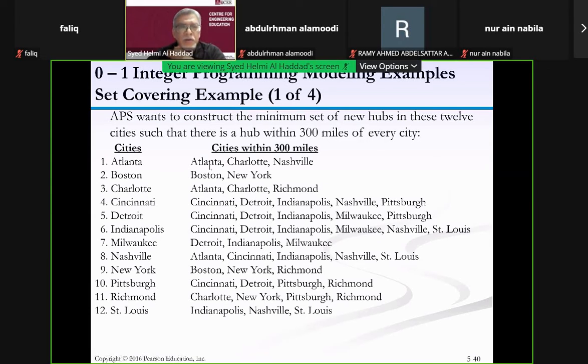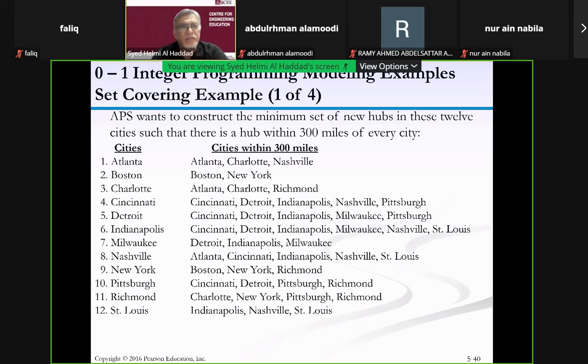Is it going to be, for example, in Atlanta, or within 300 miles from Atlanta will be Atlanta itself, Charlotte, and also Nashville. But in Boston, you have only 2 cities, right? Boston and New York, which is within 100 miles away. In Charlotte, we have Atlanta, Charlotte, and Richmond. In Indianapolis, you have 6 cities located within 300 miles from Indianapolis, which is the city of Cincinnati, Detroit, Indianapolis, Milwaukee, Nashville, and St. Louis. Right? So the question is, which cities will be located to which cities within 300 miles, across all these 12 cities? That's the question. Okay, so that you can minimize the set of these new hubs.